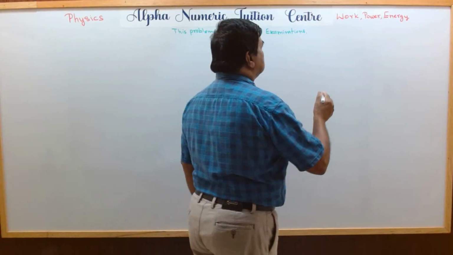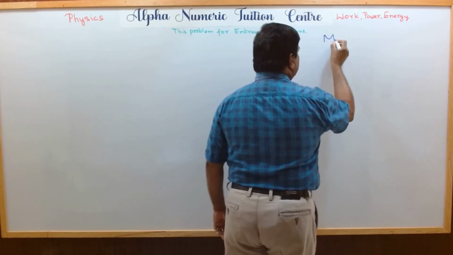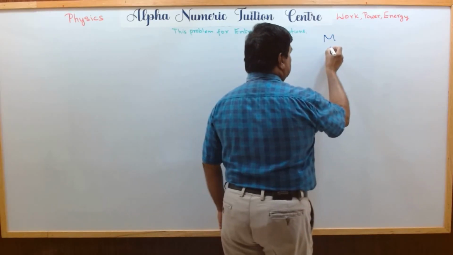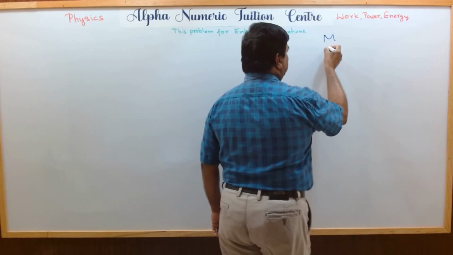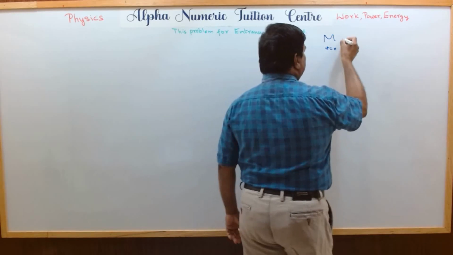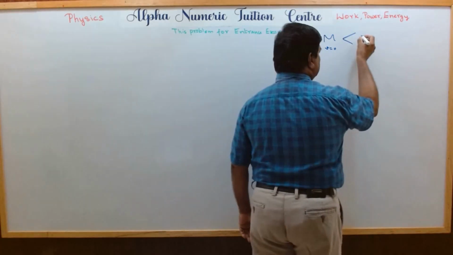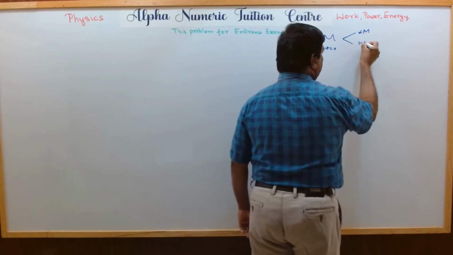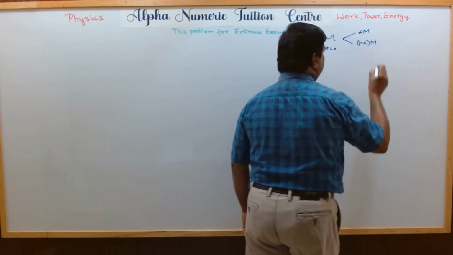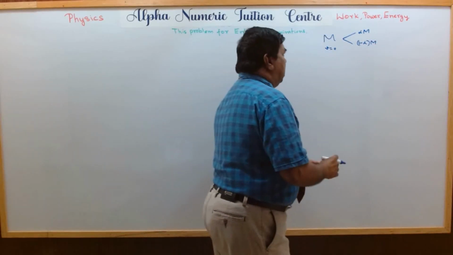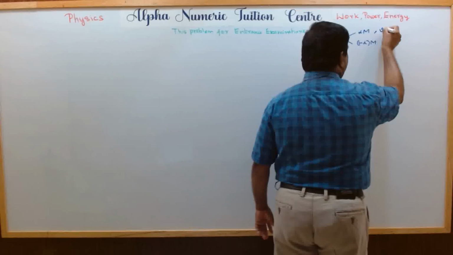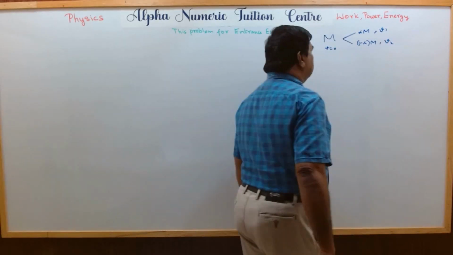Now, in the question, the mass is M. Before the explosion, the velocity is 0, and it splits into two masses. One is alpha M, another one is 1 minus alpha M. Let us assume after the explosion the masses are traveling with the velocities v1 and v2.